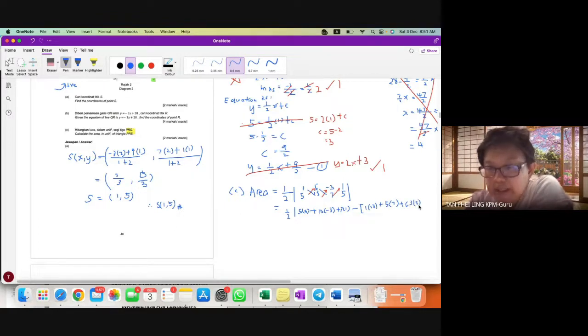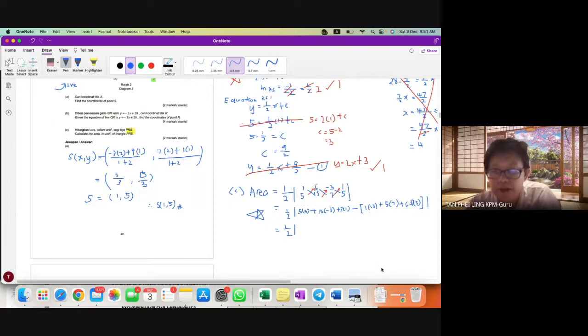Remember, it doesn't matter if you take the blue one minus the red one or the red one minus the blue one, because you are protected with the modulus. So here I take the red one minus the blue one. But if you prefer to take the blue one minus the red one, it's fine. You will still get the same answer. Okay, so here I have, now let's do the calculator. This step is a must to show.